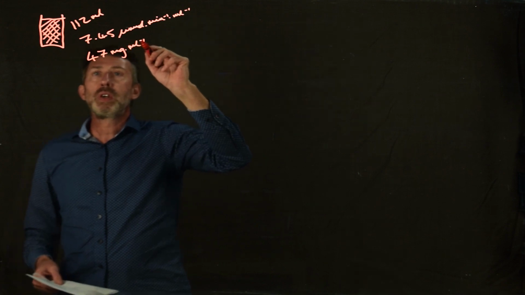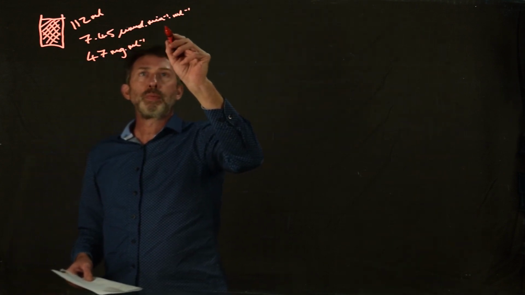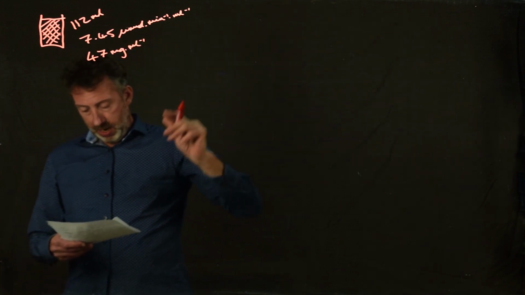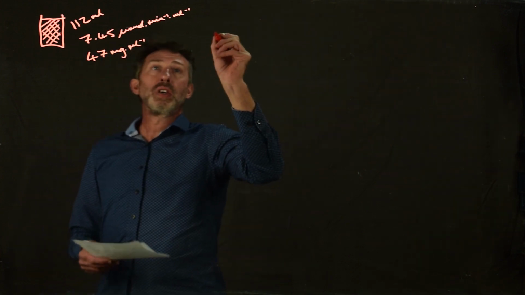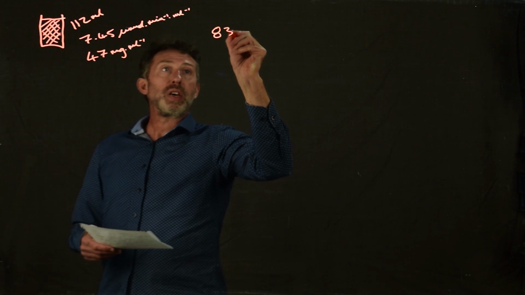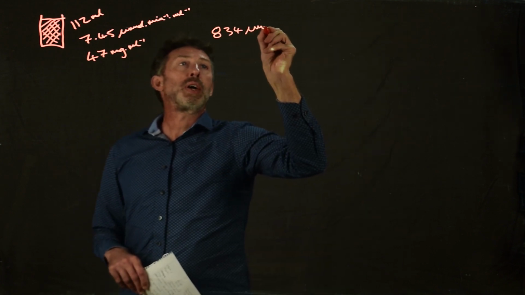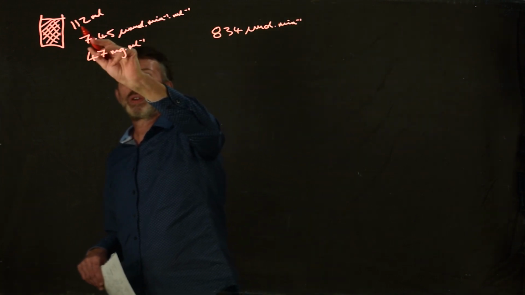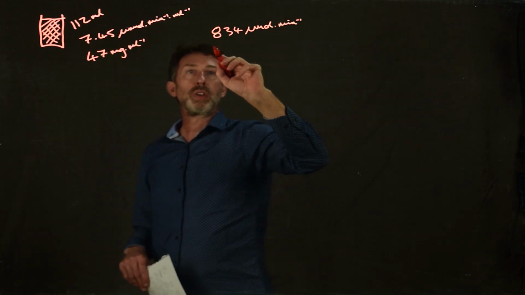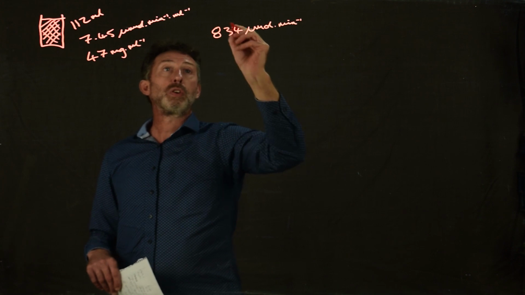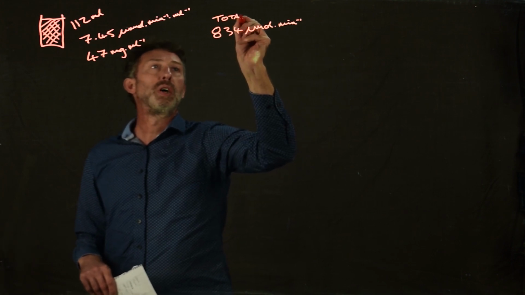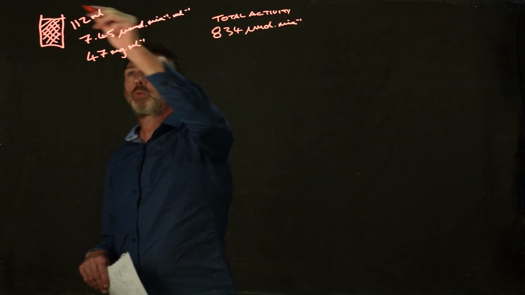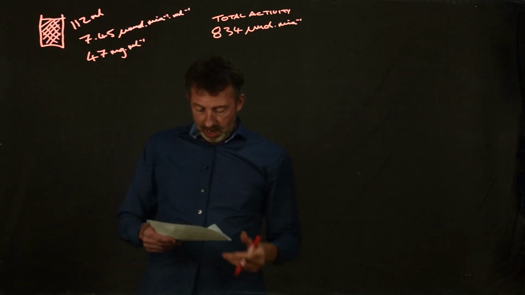Well, if we've got 7.45 micromoles per minute per mil, 7.45 units per mil, and we've got 112 mils there, then we have got 834 micromoles per minute of enzyme activity, because 112 times 7.45 is equal to 834. So this here we can call the total activity. So the total activity that we have to start with is 834 units there.